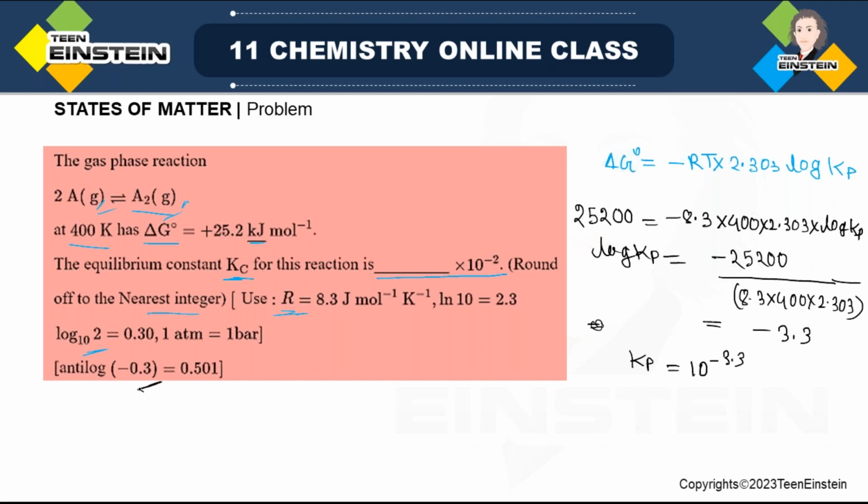Now here this anti-log value of minus 0.3 is given. So you can break this like this. Suppose you are writing minus 3.0 multiplied by 10 to the power minus 0.3. So 10 to the power minus 0.3, that value is 0.501. So I can write 0.501 into 10 to the power minus 3. So this is the value of Kp, but we have to find Kc.